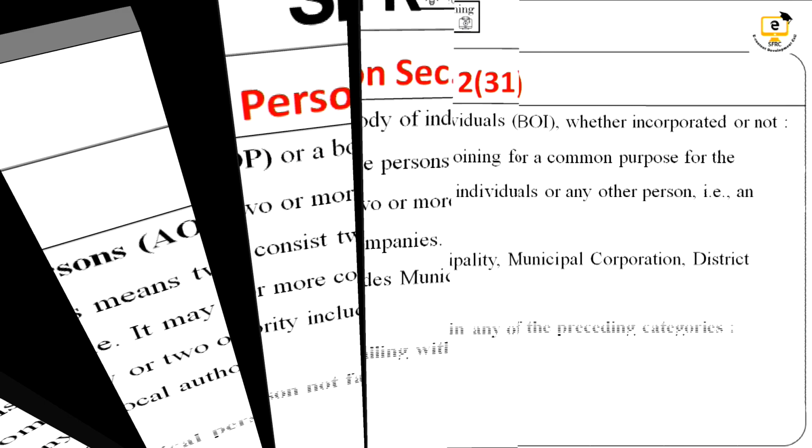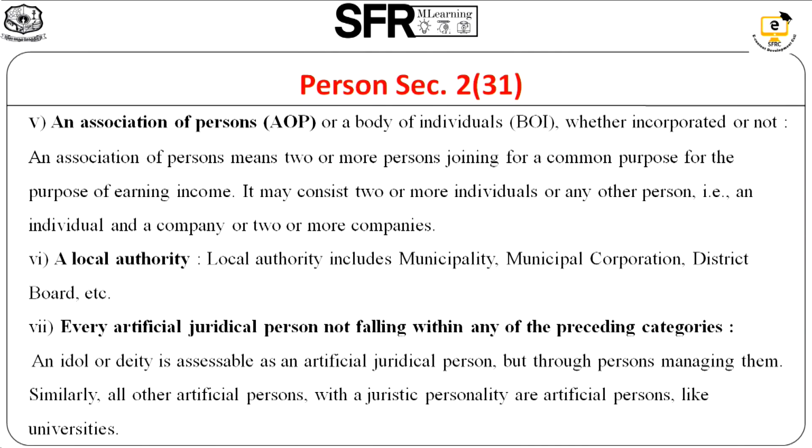Continuing with person, the fifth one mentioned here is an association of persons. An association of persons includes a body of individuals, whether they are incorporated or not. An association of persons means two or more persons joining for a common purpose, for the purpose of earning income. Their main purpose is to earn the income. It may consist of two or more individuals or any other person, that is, an individual and a company or two or more companies.